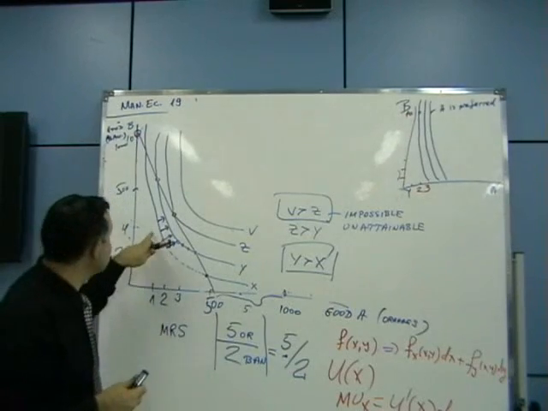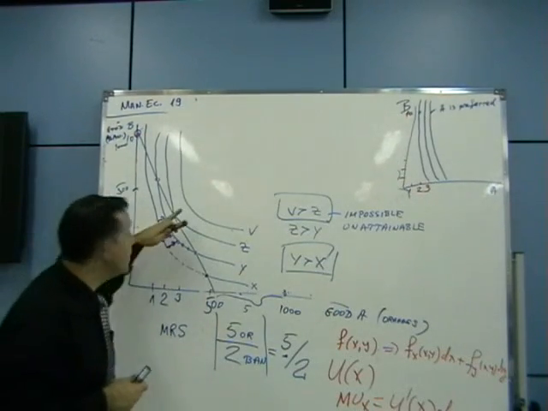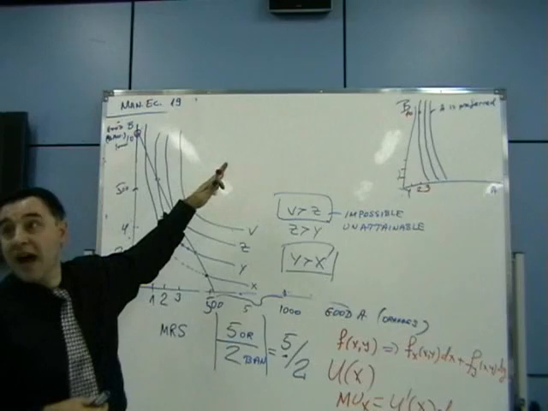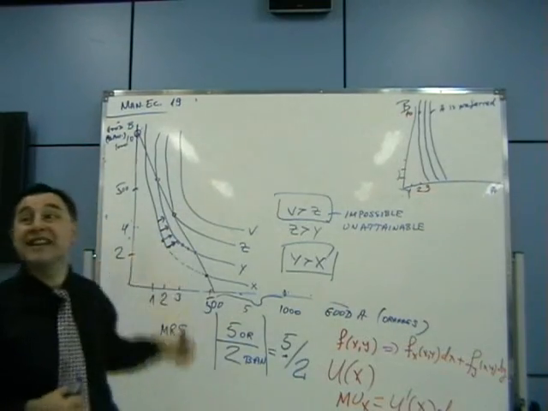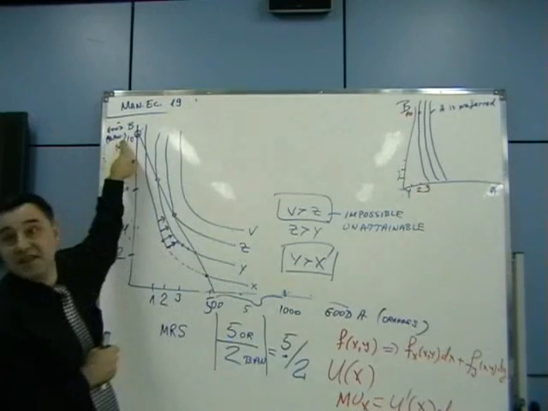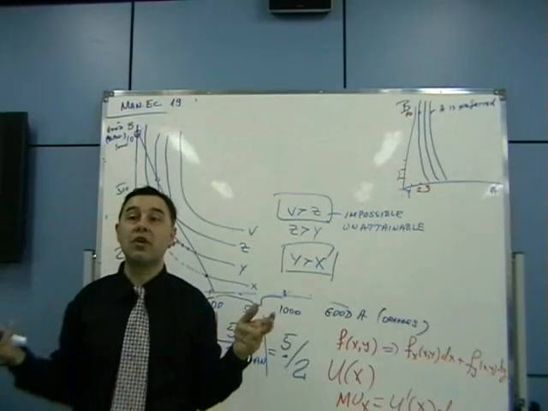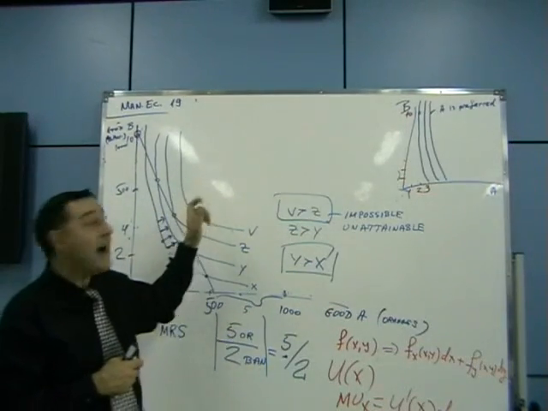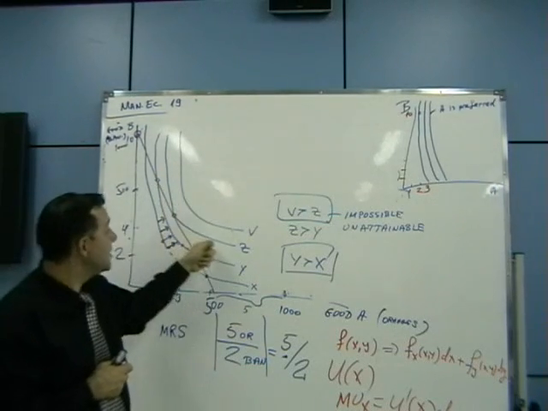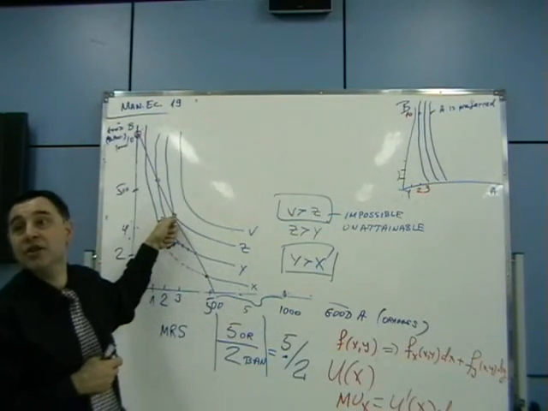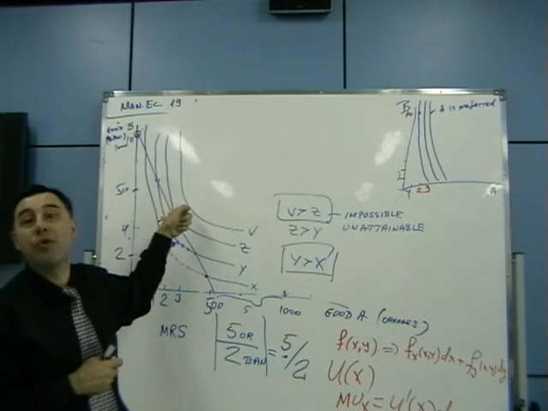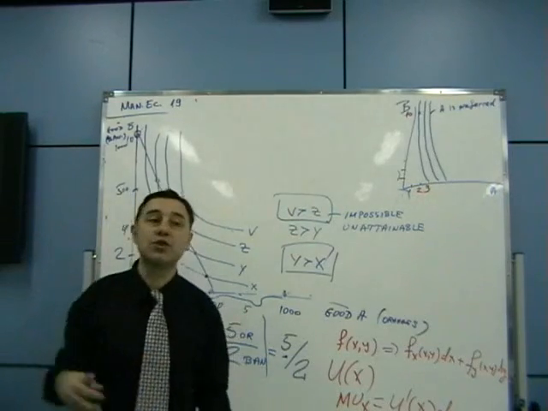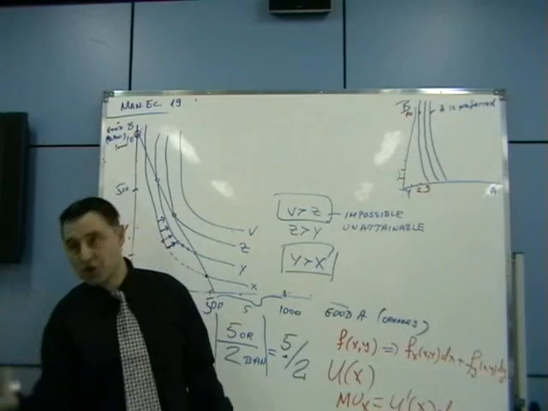So if you're inside, you can improve by moving northeast. In other words, moving upward. If you're inside, you can increase the consumption of both goods at the same time and improve your overall utility. So, as long as you're inside, you're going to be moving further out and out until the point where the indifference curve is tangent to the budget line. At the point where the indifference curve is tangent to the budget line, you get consumer utility maximization.